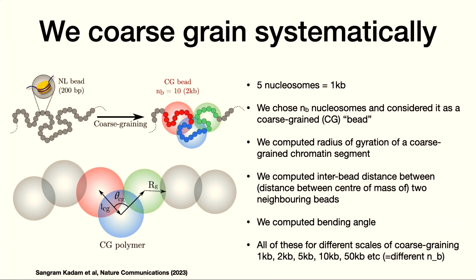Once we have the 3D configuration at nucleosome resolution, we can coarse grain. What does it mean? We can take, for example, 10 nucleosomes and call it a big bead. So we take these 10 nucleosomes and draw a sphere around it, and we can ask what is the size of the sphere. If you draw many spheres along the genome, we can ask what is the distance between those spheres, which is LCG. And if you have 3 spheres like this, we can draw an angle, and ask what is the angle between them.